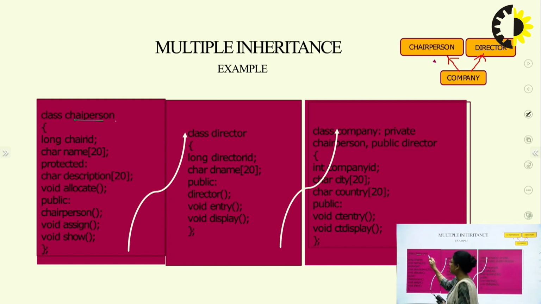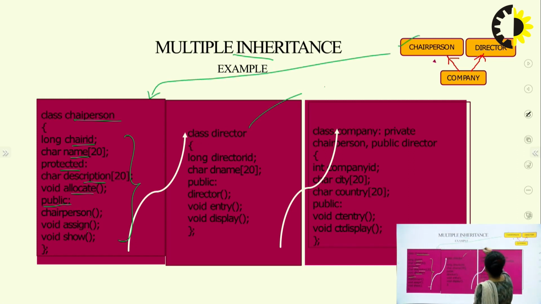We have a class chairperson, and this is the body of the class where it has members as chair ID, chair name, protected members. These are the descriptions, and you have an allocate function. And in the public section, you have chairperson, assign, and show functions. For example, this is for a base class chairperson. So, it's a case of multiple inheritance, right? So, we have a chairperson class here.